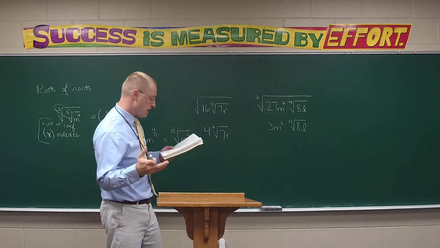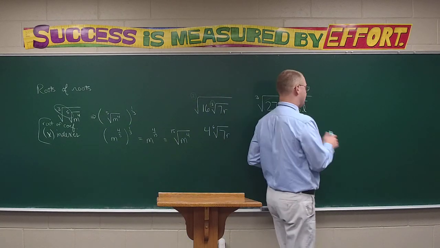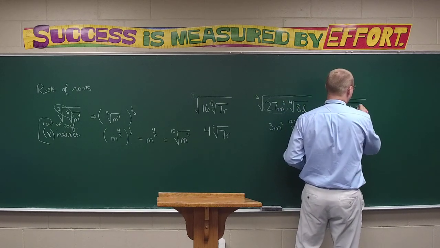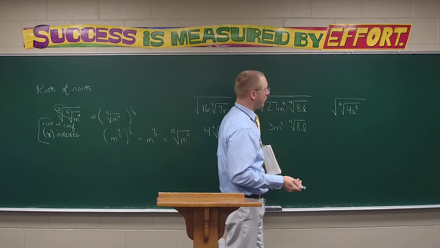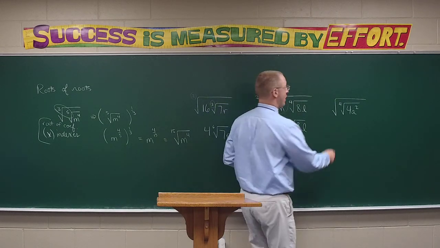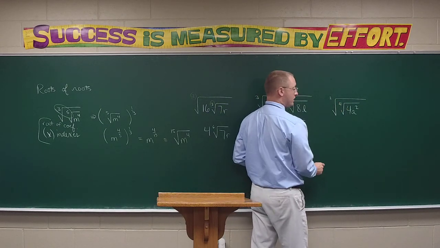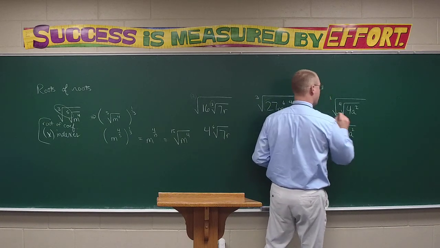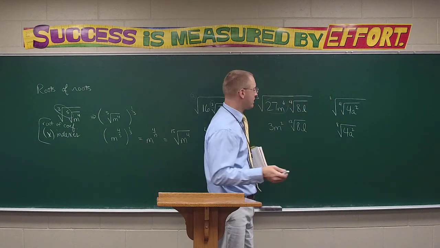Now, there are some weird instances. For instance, if I wanted to take the square root of the fourth root of 4a squared. Well, again, there's no coefficient, so we'll start by multiplying the indexes to get the 8th root of 4a squared.